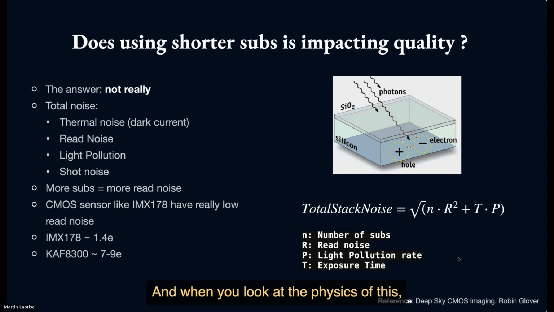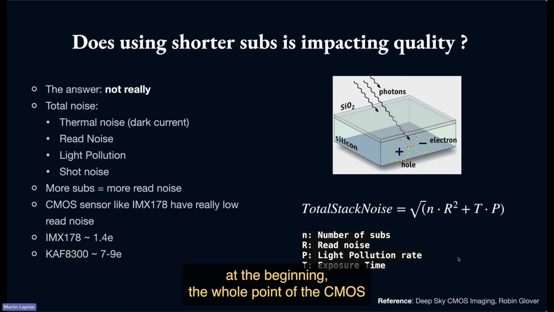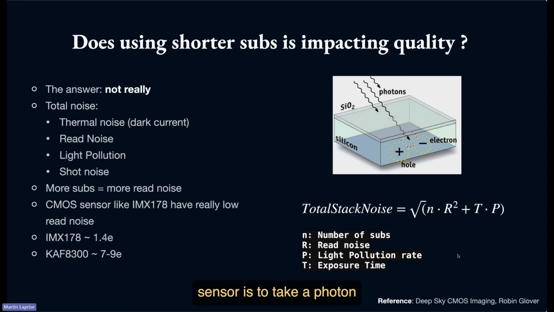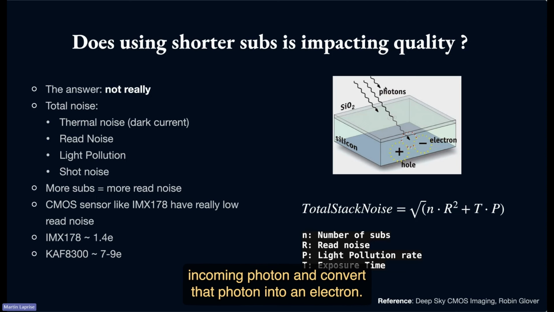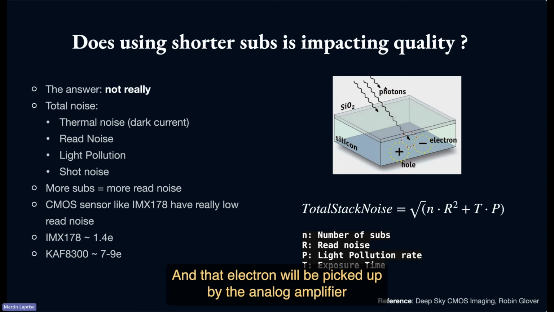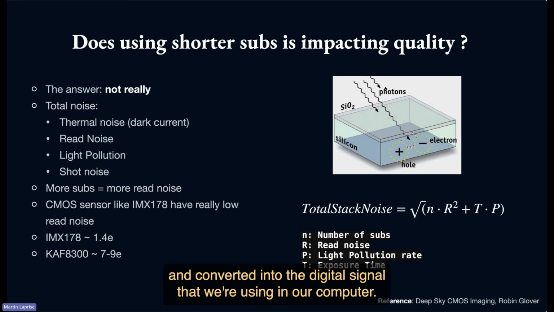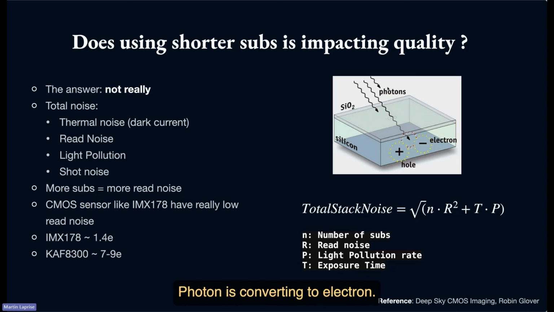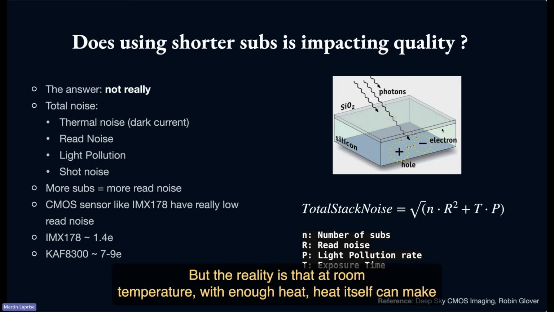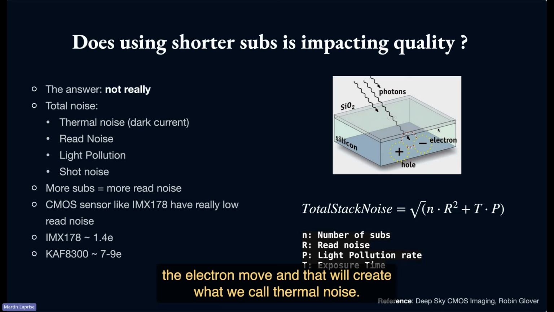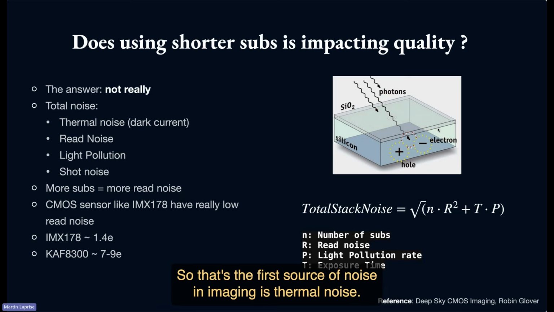And when you look at the physics of this, the whole point of the CMOS sensor is to take an incoming photon and convert that photon into an electron. That electron will be picked up by the analog amplifier and converted into the digital signal that we use in our computer. So that's the first step. The photon is converted into an electron, but the reality is that at room temperature, heat itself can make the electrons move, and that will create what we call thermal noise. So that's the first source of noise in imaging: thermal noise.